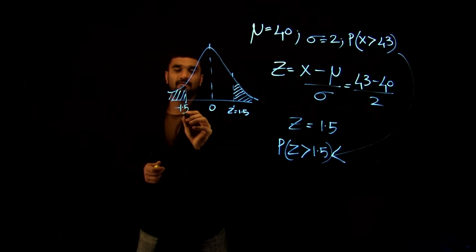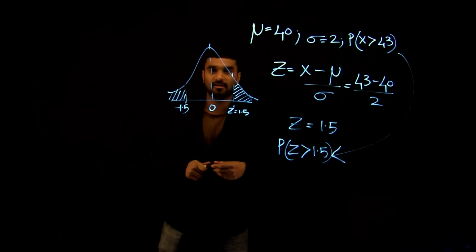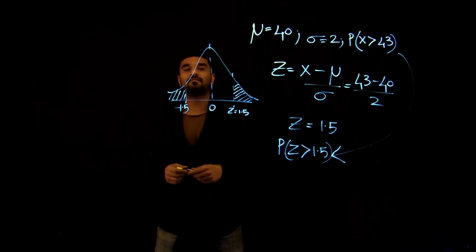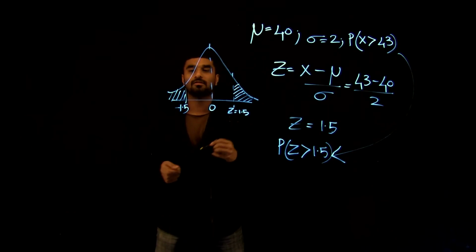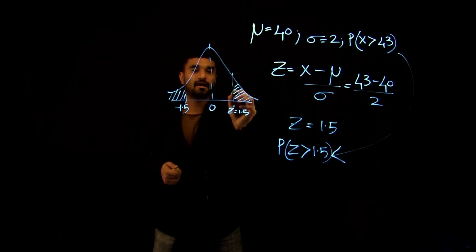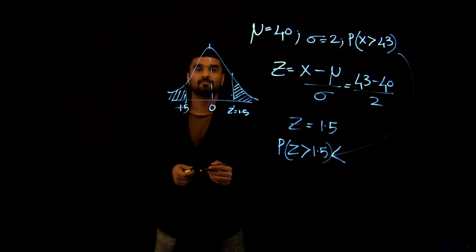One is to find the area under the curve for z equals minus 1.5, because since this graph is symmetric, this area is going to be the same as this area. Or you can find the area under the curve till z equals 1.5, and 1 minus this value is going to be the area under the curve for z greater than 1.5.